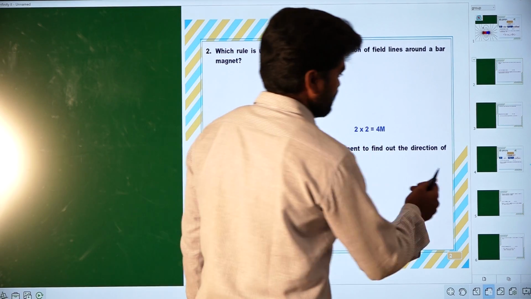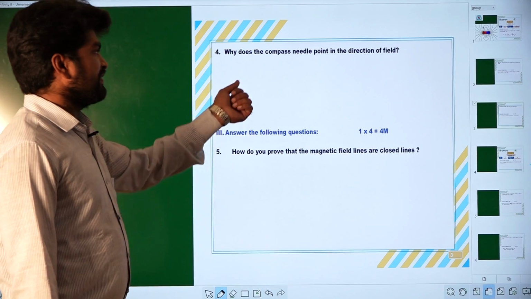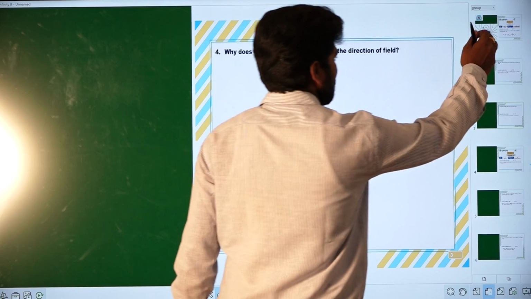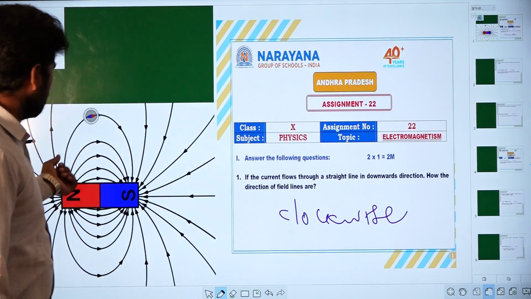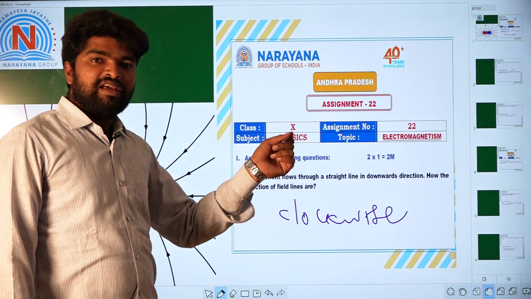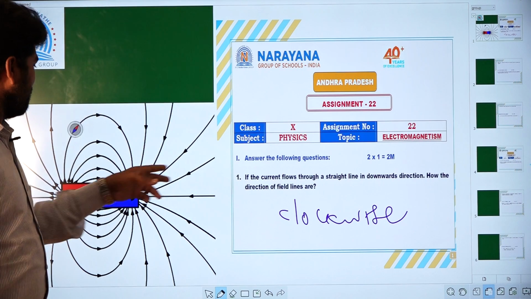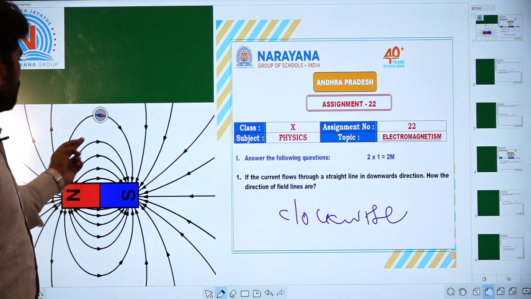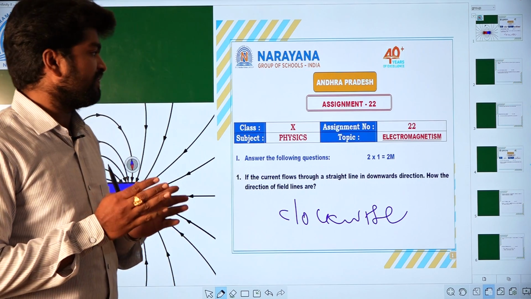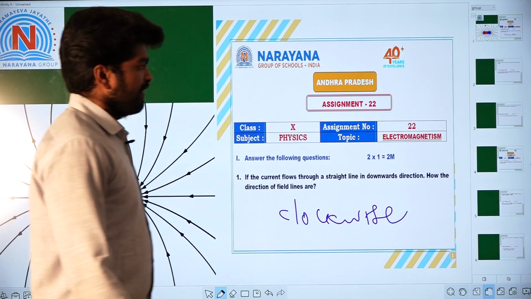Then coming to the fourth question, why does the compass needle point in the direction of the field? If you observe here, this is how the compass needle shows the direction. The magnetic field around a solenoid will be in this direction. As it is showing, the north of the needle is attracted by the magnetic field of the south of the coil, so this north is always attracted towards the south of the coil.